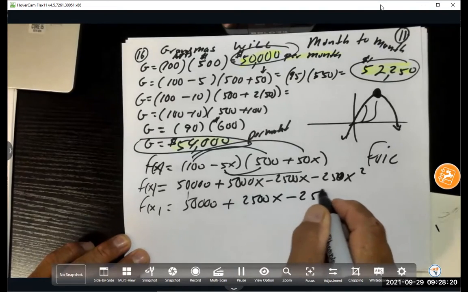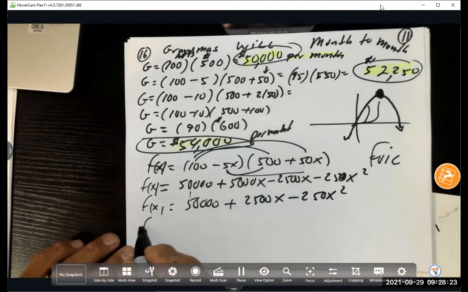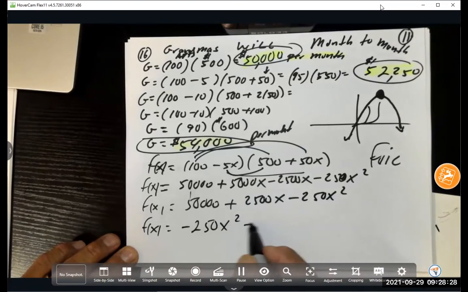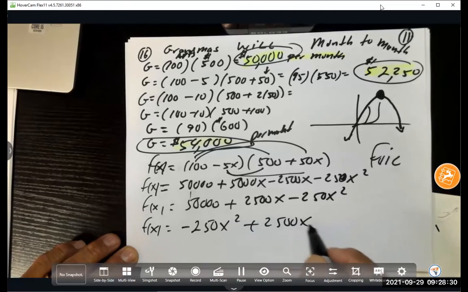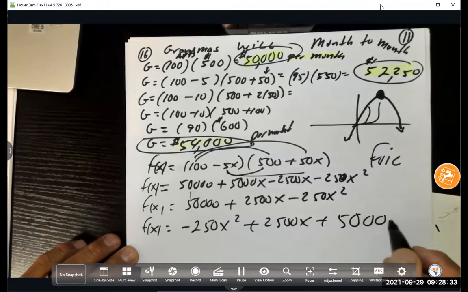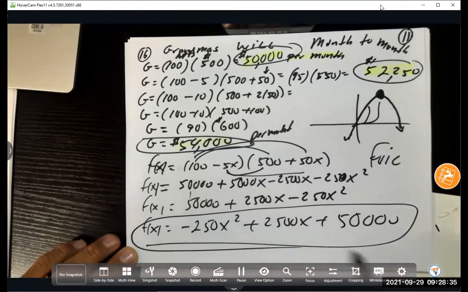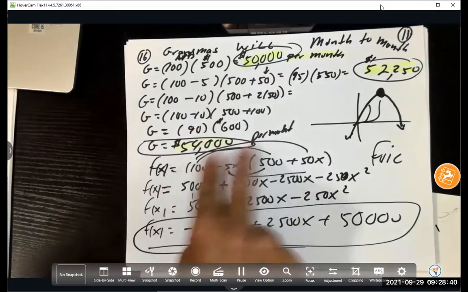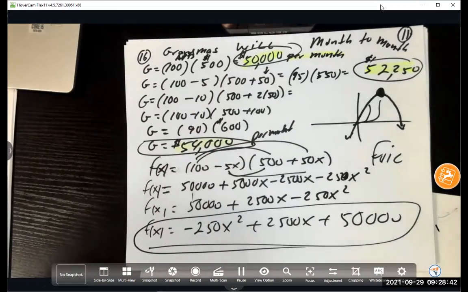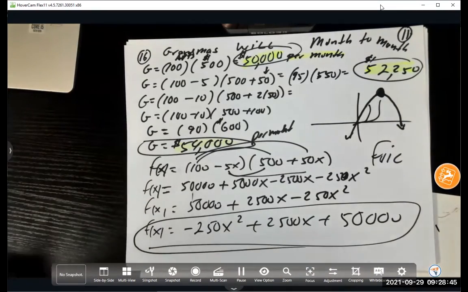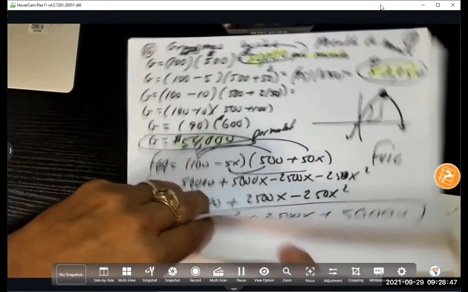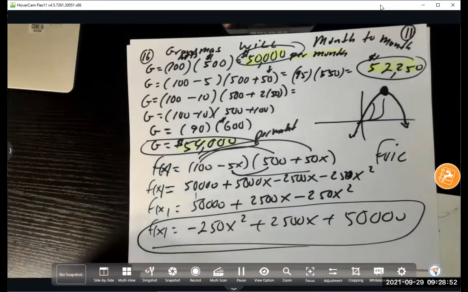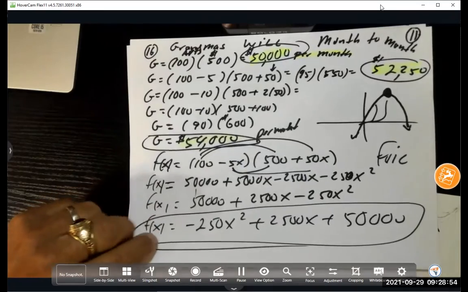And minus 250x squared. So I'm going to rewrite this one more time. It's going to be negative 250x squared plus 2,500x plus 50,000 over here. So y'all see where I get this right here, right? So this is the same as that. So now this right here is the same as that one right there. Now, like the one we just did, we're going to do this again.